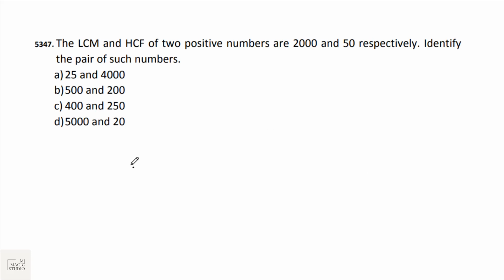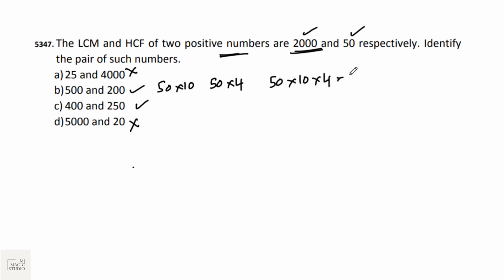Okay, one more from HCF LCM, and what we have this time. The LCM is 2000 and the HCF is 50 of two positive numbers. Identify the pair of such numbers. HCF here is 50, fine. HCF here is 50, but HCF here is not 50. Now we are looking out for LCM 2000. So this is 50 into 10 and 50 into 4. So the LCM is 50 into 10 into 4, that is 2000. Done. Option B is the pick.